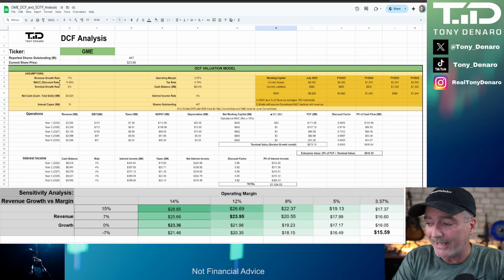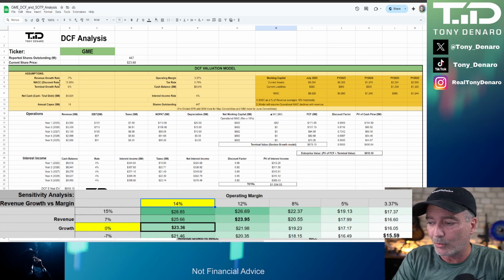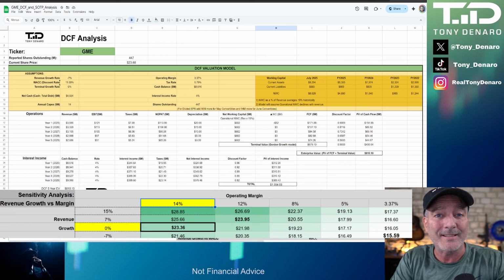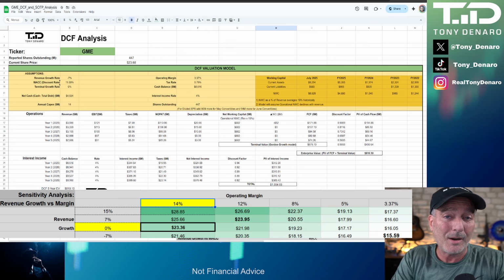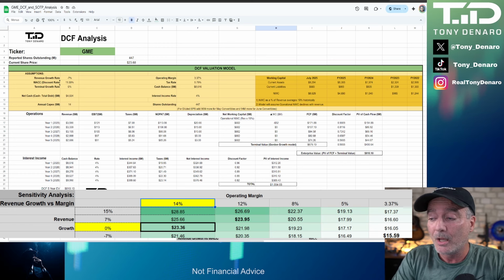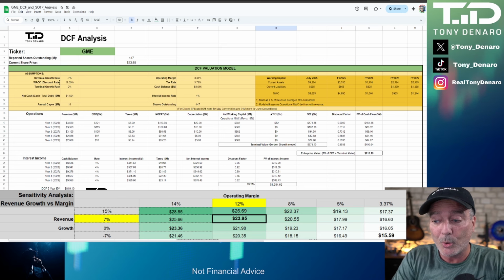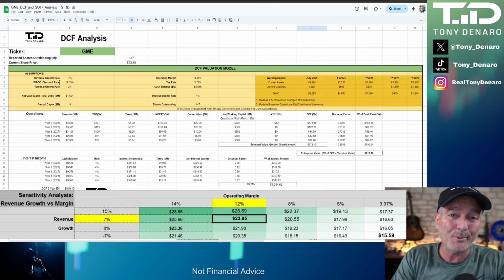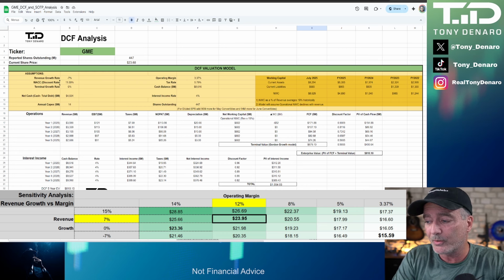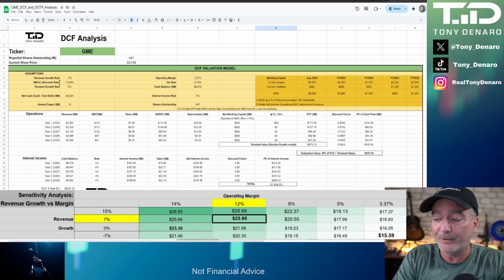They would need to have either a flat growth rate right here, 0%, and a 14% operating margin. That is operating profits divided by revenue. Or they could have a 7% growing revenue and a 12% operating margin. Either one of those would yield a fair value close to today's price.